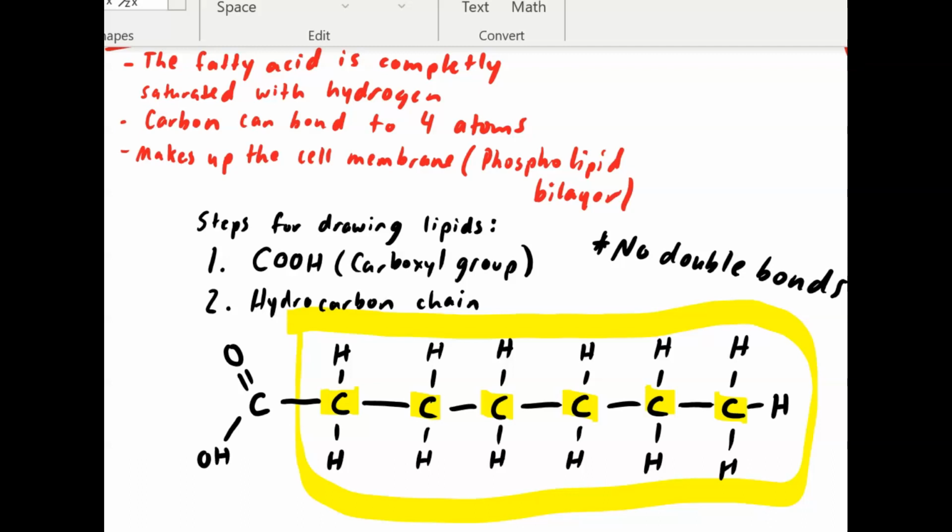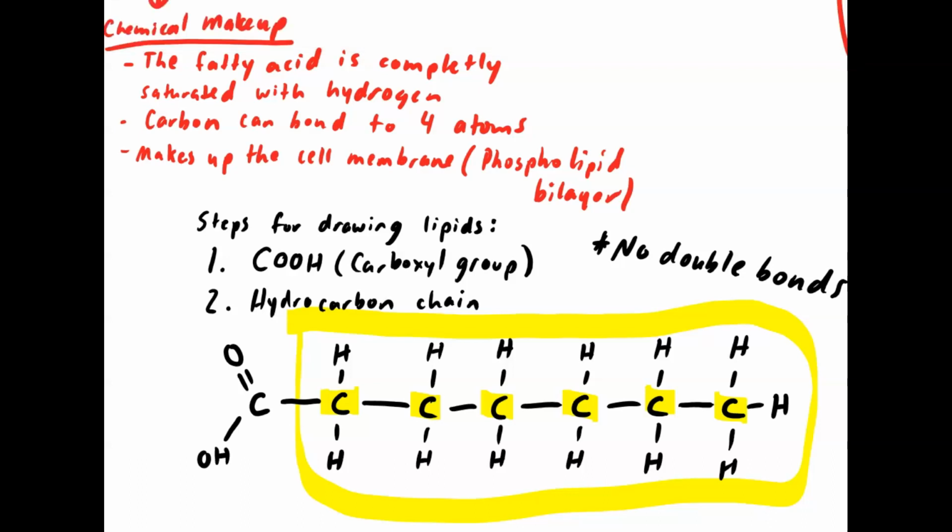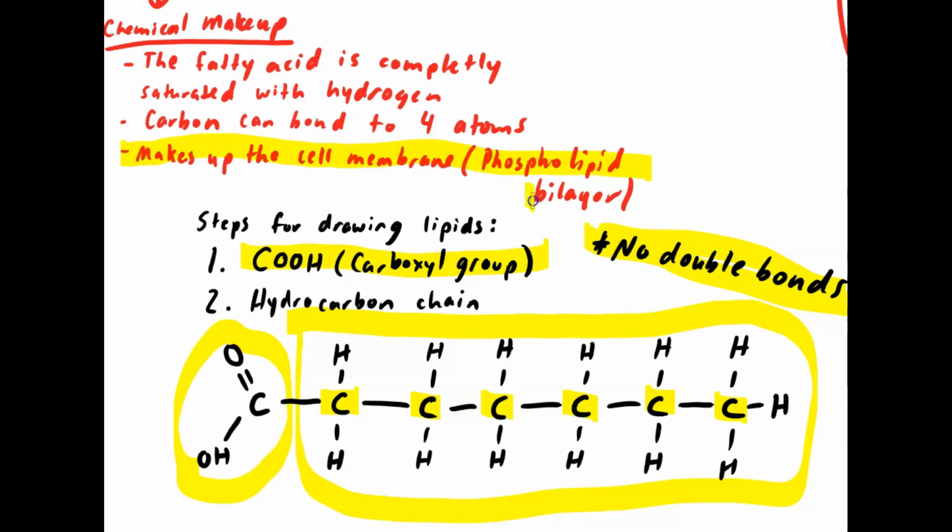Now let's take a look at specifically how we would draw these. We're still going to have our carboxyl group here at the top. We're going to have a hydrocarbon chain, and there's going to be no double bonds. These are the types of fats that are going to help make up the cell membrane, which is the phospholipid bilayer. That's going to be the last part of today's lesson, to take a look at the phospholipid bilayer and how it is composed and made up.